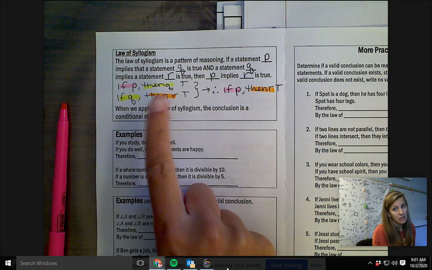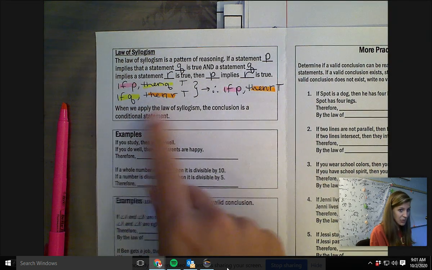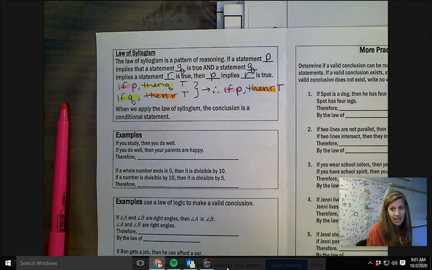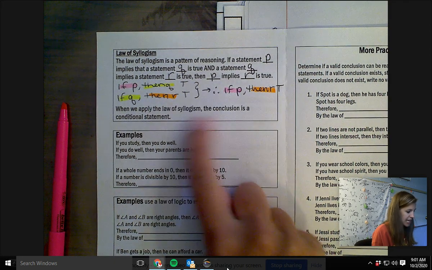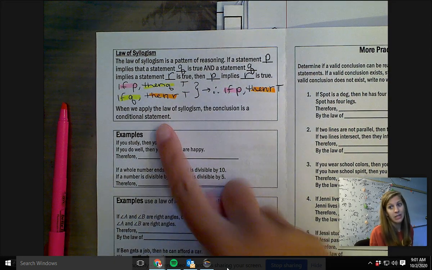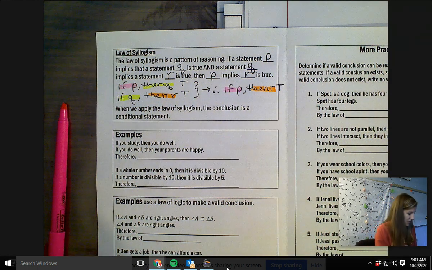This is one we use a lot, where I have these if-then statements that are all connecting to each other, and then I can finally say that the original hypothesis leads to the very final conclusion. So when we apply the law of syllogism, the conclusion is a new conditional statement, a new if-then statement, which is super good. This is a fun one to use, I think.